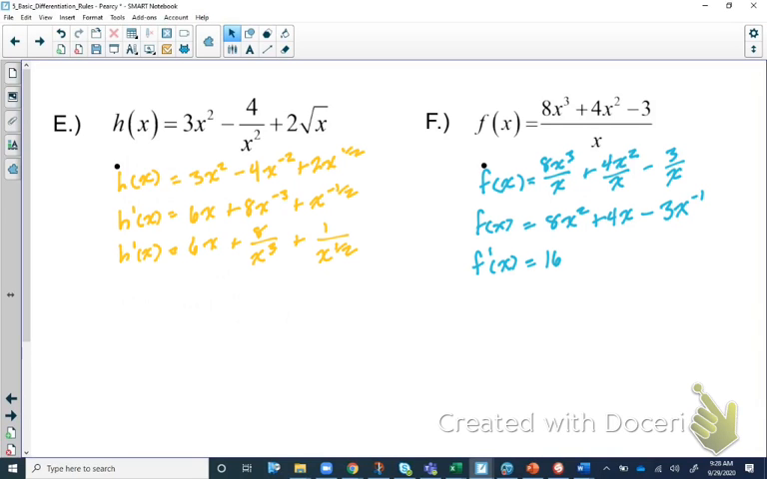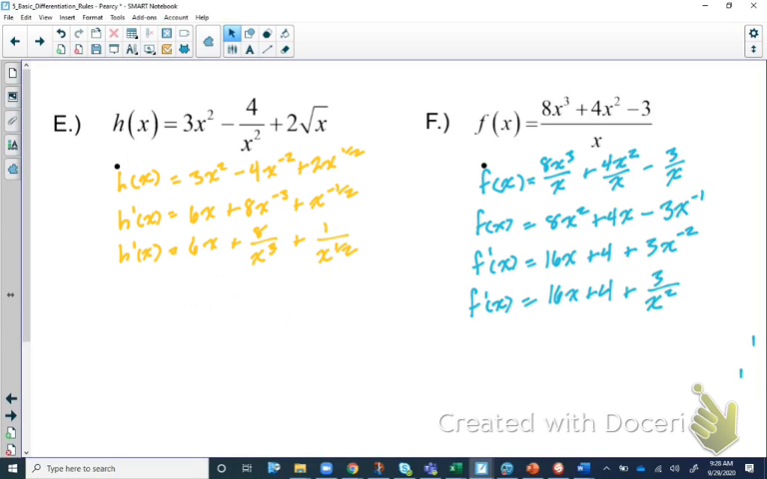So I'll get 16x plus 4, and then the sign will change on the 3 because the negative 3 and the negative 1 becomes positive 3, and that'll become x to the negative 2 power. So the last thing that we really need to do is just move that negative exponent down. So the final derivative is 16x plus 4 plus 3 over x squared.